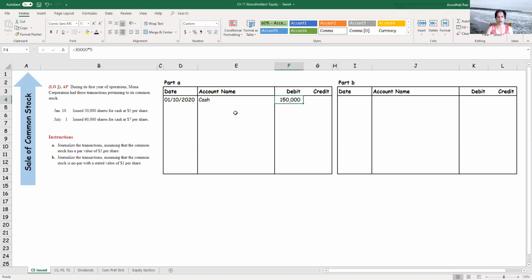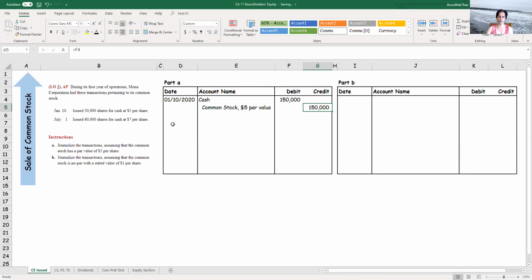How much can I credit common stock? Only at $5 per share. Now in this case, $5 per share is a par value, and that's exactly what I sold it for. So the entire amount's going to get credited to common stock. Common stock, $5 par value, $150,000.